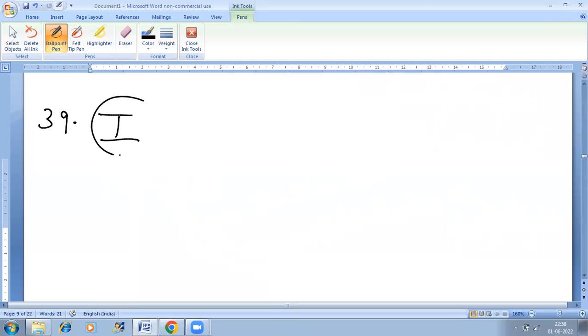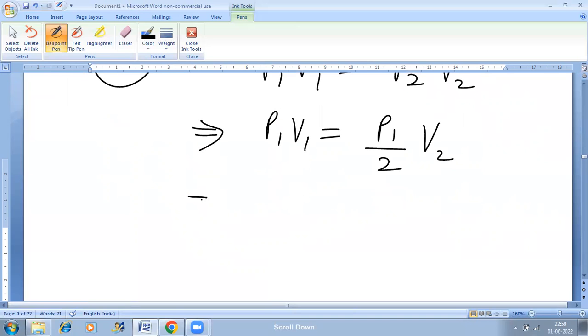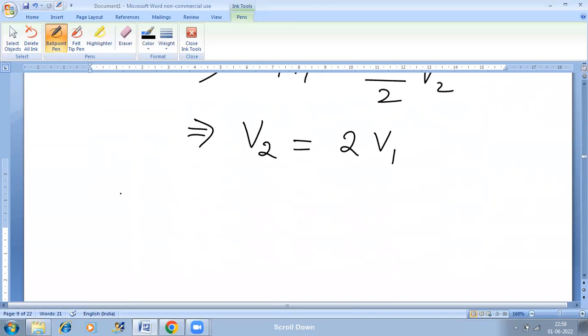So first sample. Here I can say that P1 V1 is equal to P2 V2 because they have mentioned that it is a reversible isothermal process, wherein the final pressure is half of the initial pressure. So P1 V1 is equal to P1 upon 2 into V2. Hence V2 is equal to 2 times V. So this is for first sample.